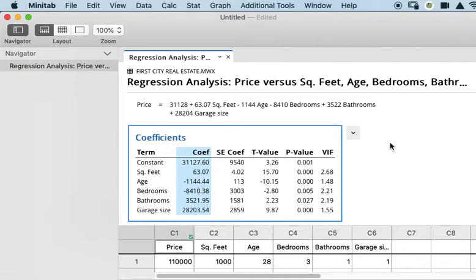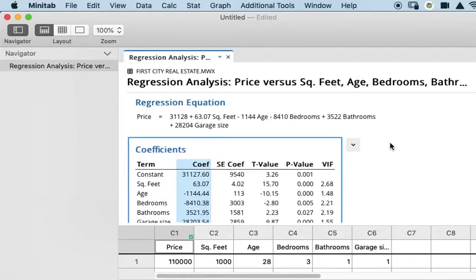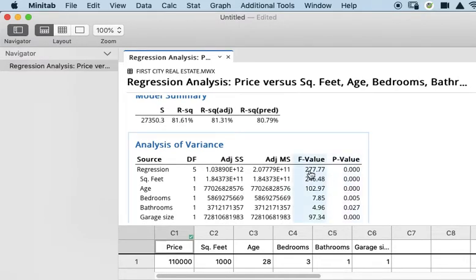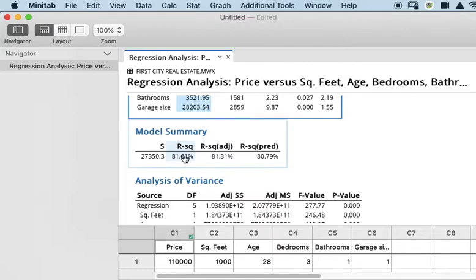So what I'm looking for here in terms of the testing for significance, the overall model test for significance will be in this analysis of variance table. So the F value here is 277.77 with a p-value of 0.000. So if I'm using an alpha of 0.05, I can reject the null hypothesis and say that the overall model is significant. If I look at the R squared value, or the coefficient of determination, 81.61% of the variation is explained by the variables in this model.